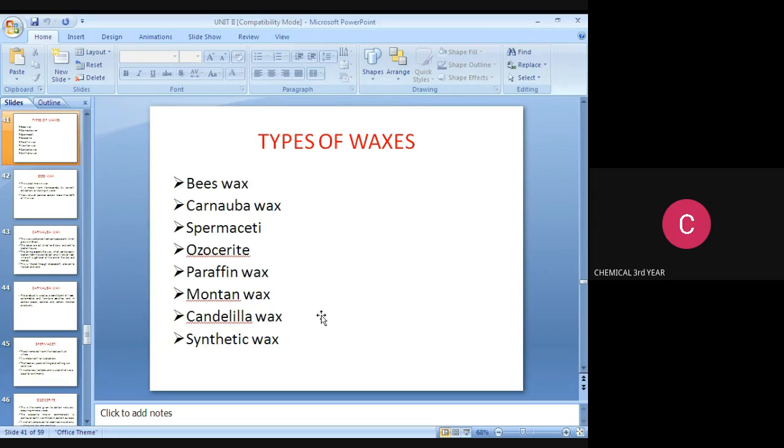What are the different types of waxes? Students, listen. Sometimes this type of question may be asked in the GATE exam, so listen carefully and note it down. There are different types of waxes: beeswax, carnauba wax, spermaceti wax, ozocerite wax, paraffin wax, mountain wax, candelilla wax, and synthetic wax. These are the different types of waxes.